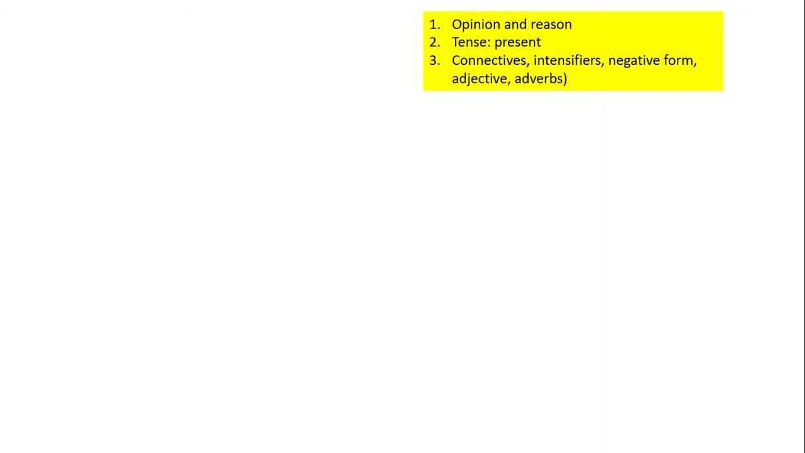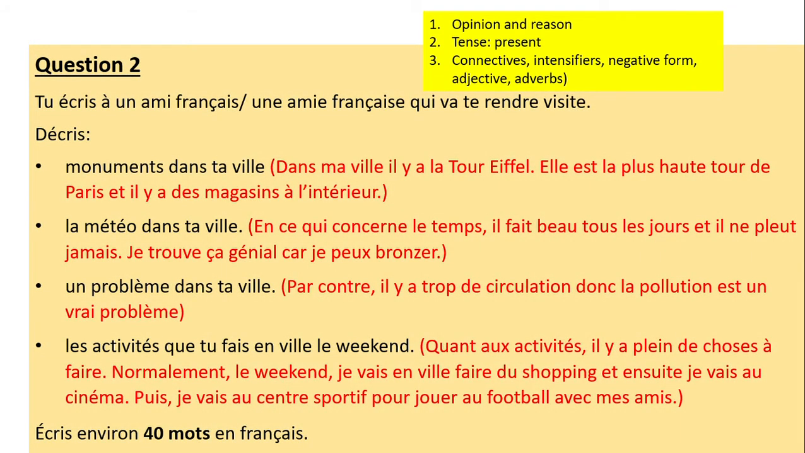Then we have the question 2. For the question 2, please, you always need to give your opinion and reason. The tense will always be the present tense. And as always, you need to add the connectives, intensifiers, negative form, adjectives, and adverbs. So the question 2 is, "tu écris à un ami français ou une amie française qui va te rendre visite." Okay, so you need to write to a French male friend or French female friend who is going to pay you a visit. And you have here 4 bullet points.